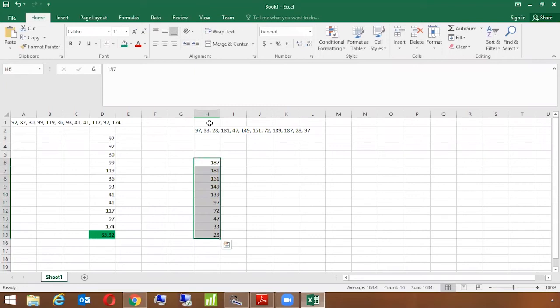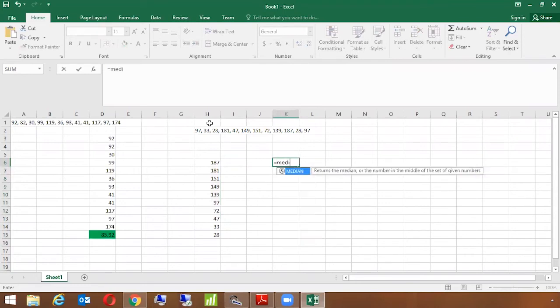In that case, how do we do it? If you want to do it in Excel, it's very, very simple. I can use a simple median formula. I select the entire range, I close the bracket. The value we got is 118, sorry. So that's the median.